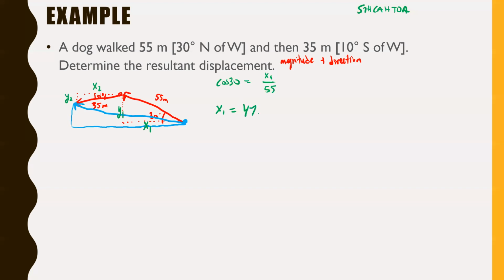I think 47.631 is probably enough. If you kept more, kudos to you. That is awesome, right? So 47.631, that's meters to the west. There we go. Now I'll find y1.